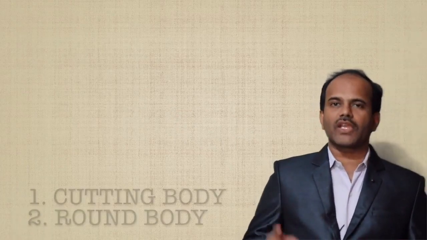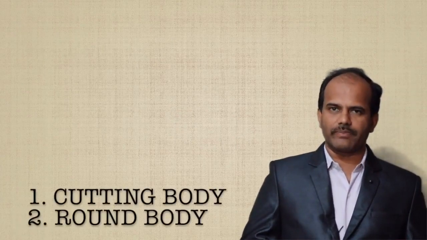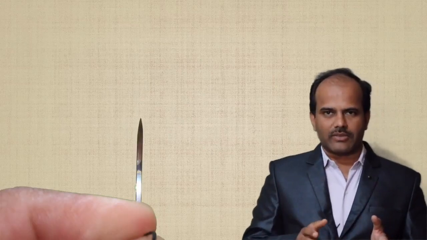Next is the cutting body and round body needle. A round body needle is just like the sewing needles we use for sewing cloth, and this is a cutting needle, which is multifaceted, having different surfaces, like 3 surfaces and 3 angles. This is a cutting needle. If you come to know what the round body needle is and what the cutting needle is, then you will know in which condition which needle has to be used.